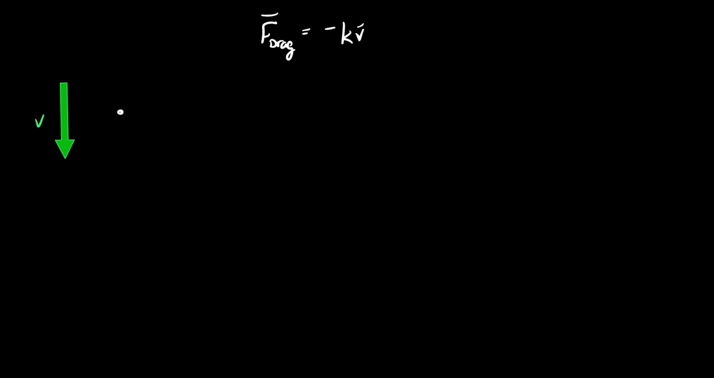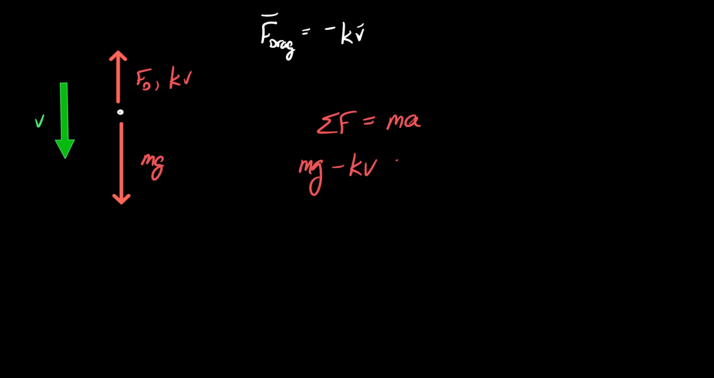So the drag force will be upwards when the weight is downwards. So this is mg, this is force of drag, which will be kV. That means net force equals ma, maybe. I say maybe because this is going to be mg minus kV. I'm making downwards positive. That makes the most sense since that's the direction the skydiver is going to accelerate initially.